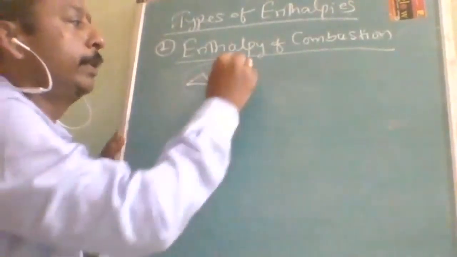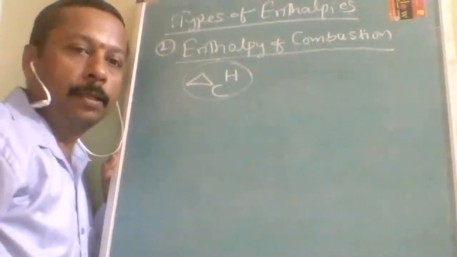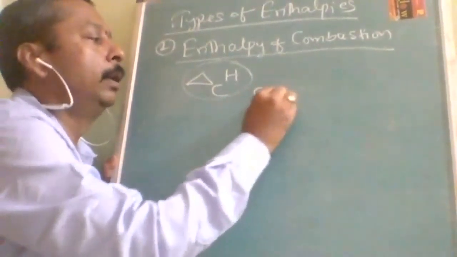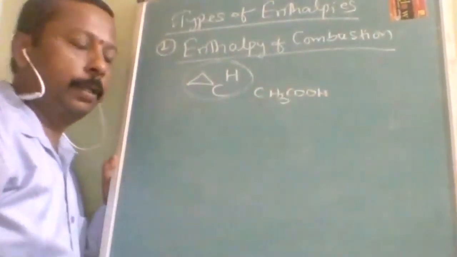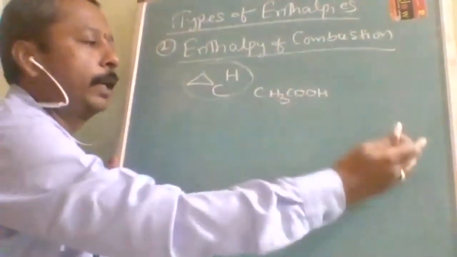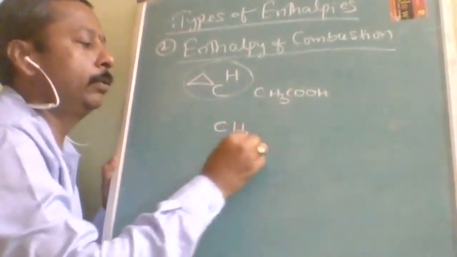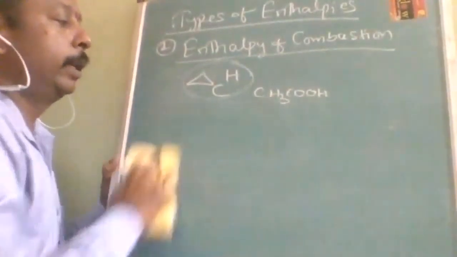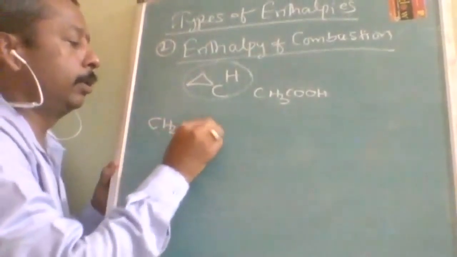In the previous topic we understood that the compound should be on the right side, but here it should be on the left side. Taking the same example, the enthalpy of combustion of acetic acid is given. Then, instead of writing it on the right side as in formation, in combustion you write it on the left side, CH3COOH.